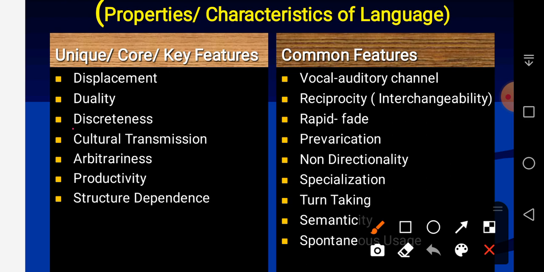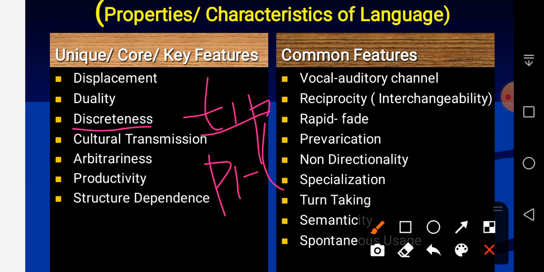Discreteness means when we change a phoneme, we get another meaning. If you have tip, and when you say pit, the meaning changes. Now with this phoneme and this phoneme, we have got different meanings. And cultural transmission was just covered.